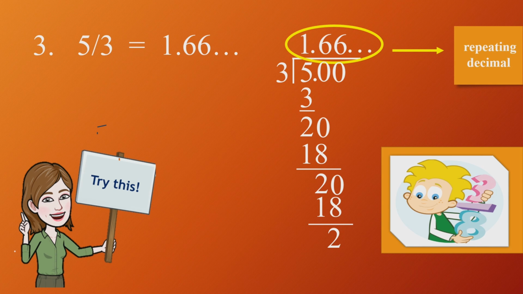1.66 dot, or we can also write that as 1.6 and then you write vinculum. So that is the bar above the number that is being repeated.